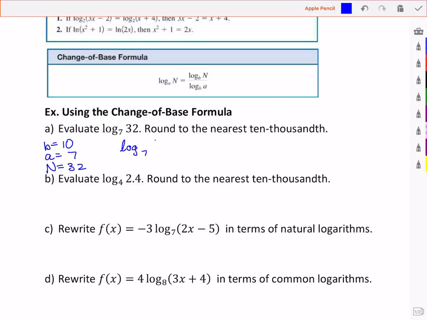So I've got log base 7 of 32 is equal to log 10 of 32 over log 10 of 7. So you'd evaluate that in the calculator, which I can show y'all tomorrow how to do that. But yeah, you would just put that into your calculator. In this case, you would get 1.7810.